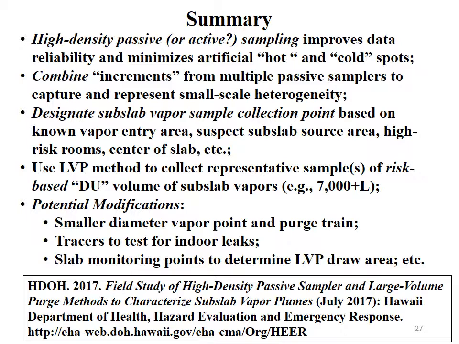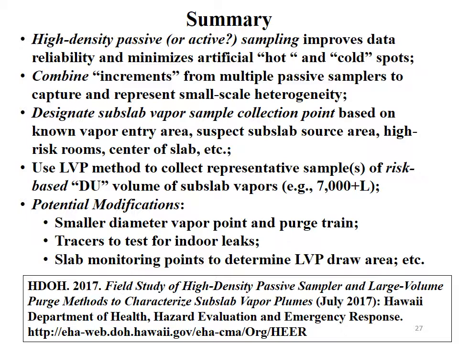So, potential modifications to the approach: use a smaller diameter vapor point, purge trains. I'm sure you could shrink the system down that we used quite a bit if needed. Also, it'd be useful to have some type of tracers to get a better idea of potential leaks through the slab into indoor air. And also other consultants I've talked to have installed monitoring points around these LVP points and then measured pressure differentials during the purge to see if they can get an idea of where the vapor is being drawn from. And this will give them an idea of what the source area is, where it might be under the slab.